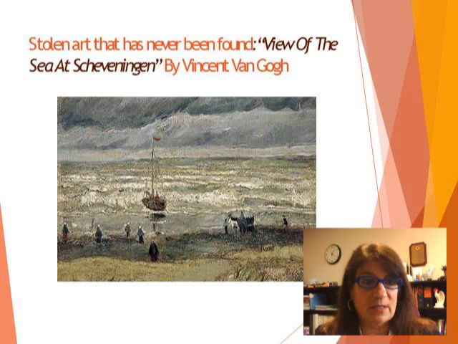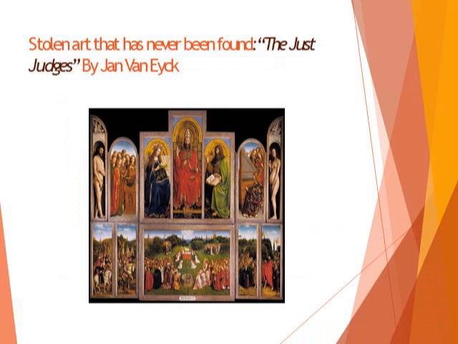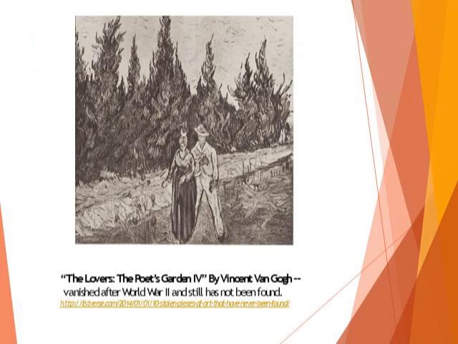So I thought I'd throw in some stolen art that's never been found. And I don't remember the details of these. You can Google it. This one, The Just Judges, is described in Camus' book, The Fall, or La Chute. And here's a Van Gogh that did actually disappear right after World War II and still has not been found.